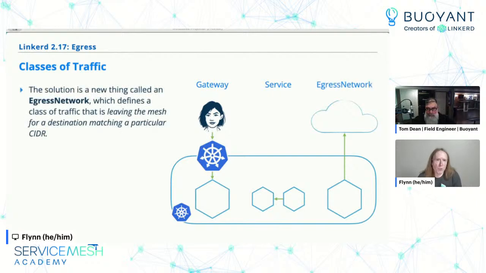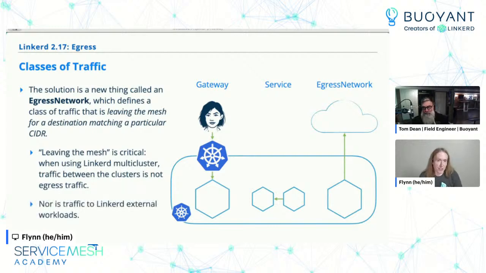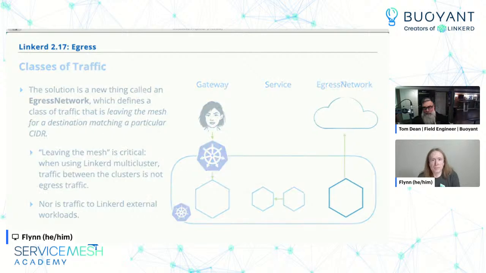And the new thing we came up with is called Egress Network, which is a Linkerd CRD, not a Gateway API CRD. Egress Network defines the class of traffic that is leaving the mesh for a destination matching a particular CIDR. That phrase, leaving the mesh, is very, very important here. When you're talking about Linkerd multi-cluster, traffic between the clusters still in the same mesh, that is not egress traffic. Likewise, if you're using mesh expansion, traffic to external workloads, also not egress traffic because it's still within your mesh.